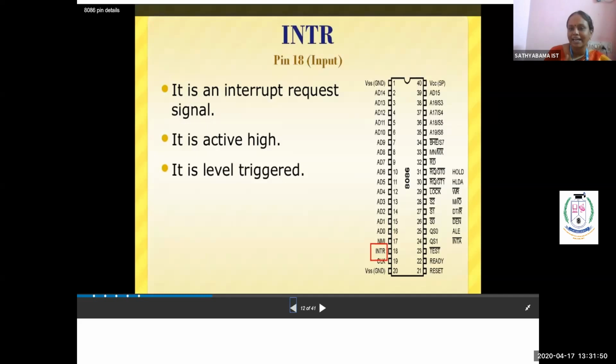Then INTR, which we have studied. INTR is the interrupt request signal. If a microprocessor is doing any process and an external device wants to interrupt it, it will send the INTR signal. INTR means interrupt request signal. It is similar to what we learned in 8085. Once the microprocessor responds to the interrupt request, it sends the acknowledgement, INTA bar, the interrupt acknowledgement signal.